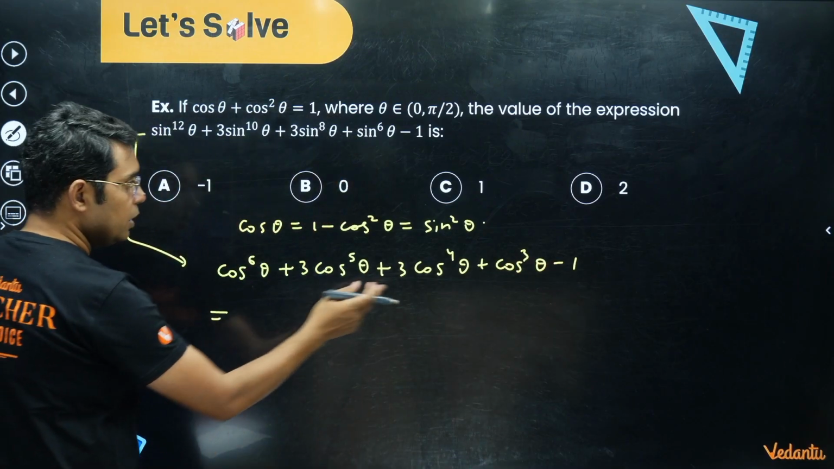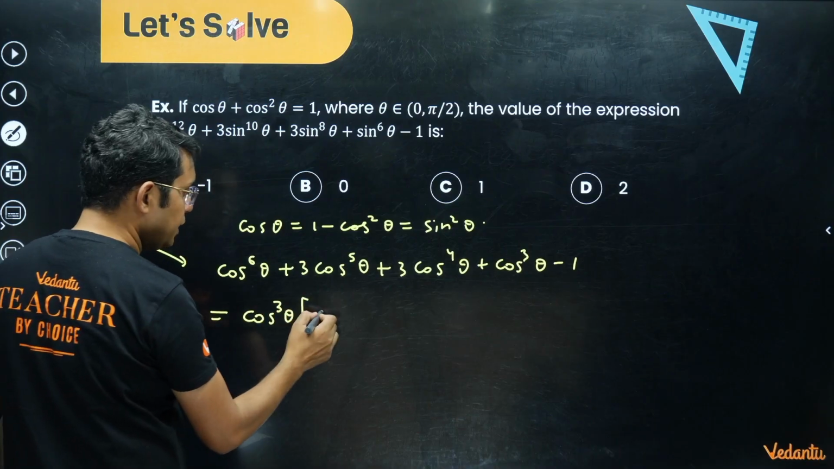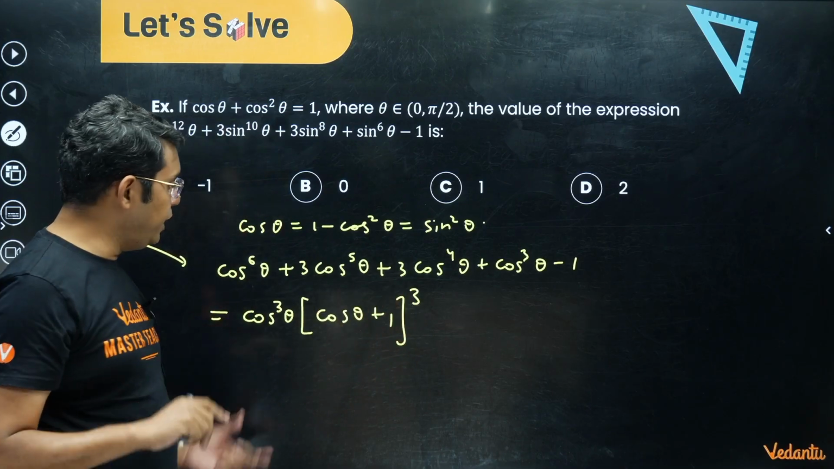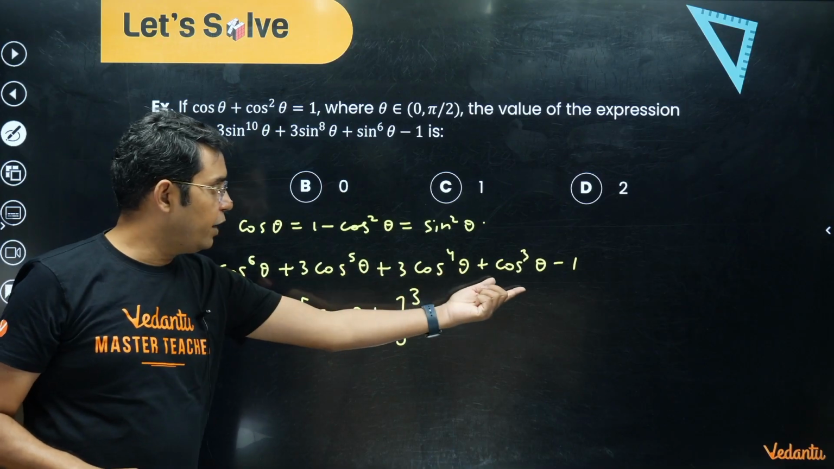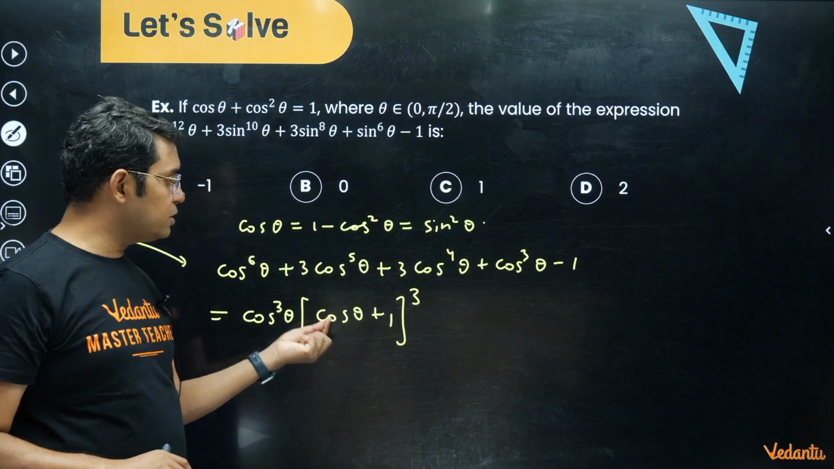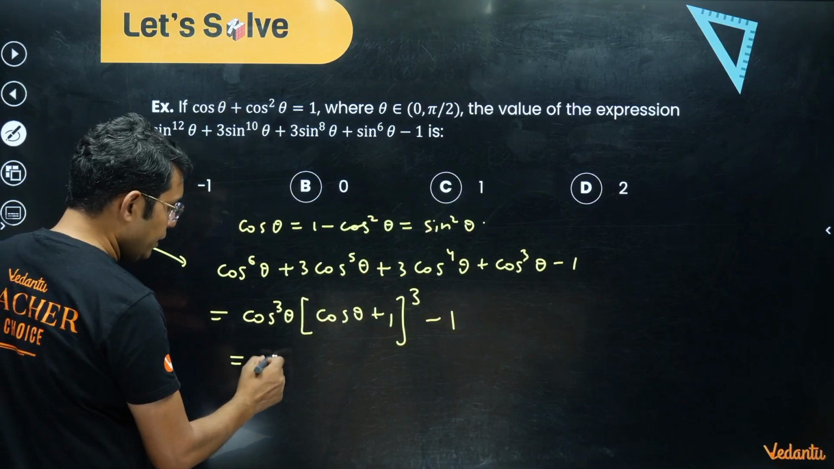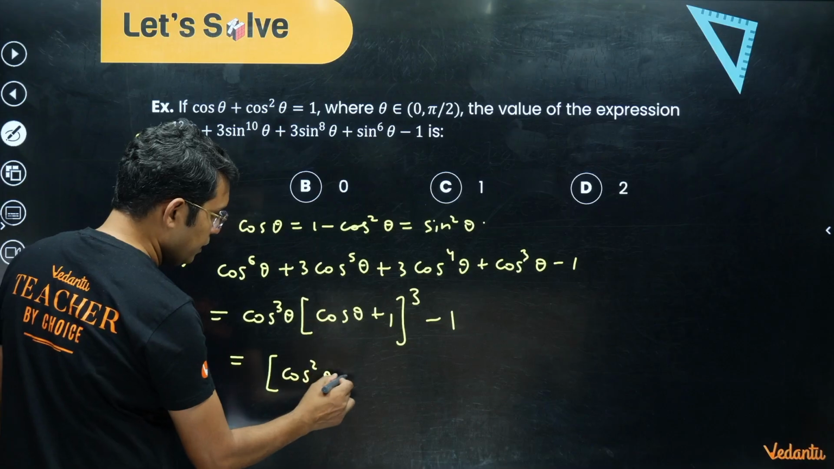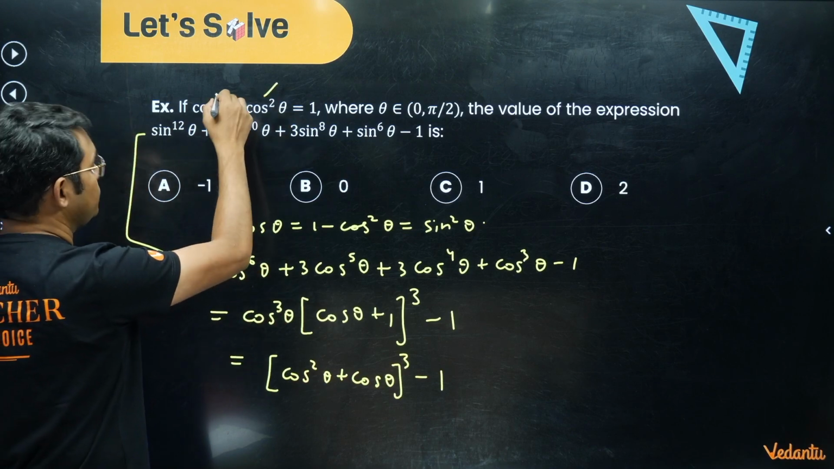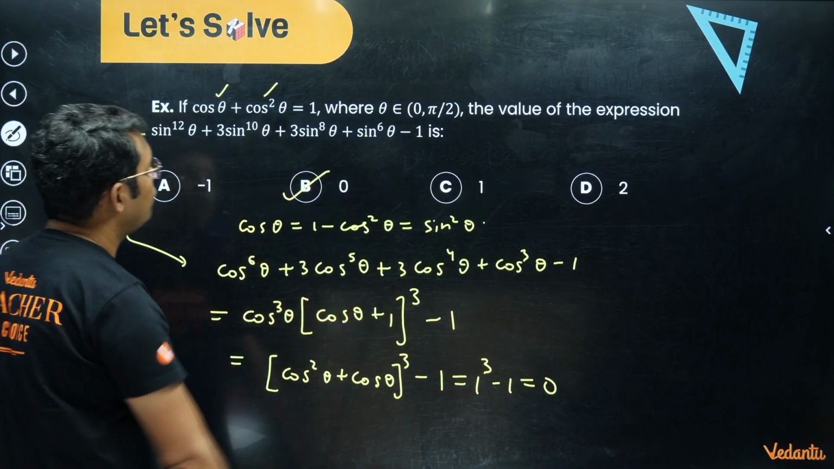Now you take cos cube common from the first 4 terms, and then if you notice, it is actually becoming cos theta plus 1 whole cube, the identity x plus y whole cube, x cube plus y cube, that is 1, plus 3 times xy into x plus y. You can check, this is becoming cos theta plus 1 whole cube identity, and minus 1. If I take cos theta inside, it will be inside the bracket, cos square theta plus cos theta whole cube minus 1. Now cos square theta plus cos theta is 1. So this is 1 cube minus 1. So the answer should be 0 for this question.